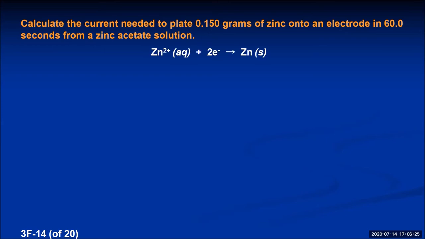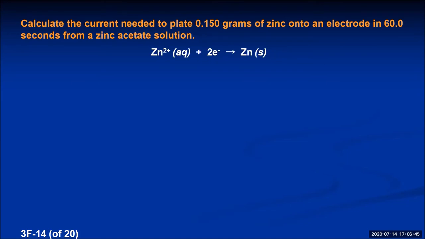So we've got our reaction. Now to do the calculation, I do not have the amps and the seconds. In fact, in this case, we're trying to calculate the number of amps because it says calculate the current. But what they've done in this problem is they've given us how many grams of zinc plated. We're going to do this calculation backwards. Let's see how that goes.